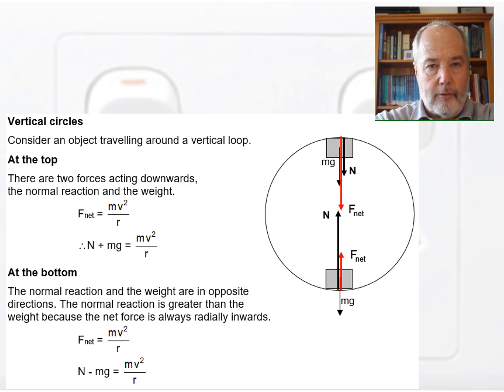At the bottom of the circle, the two forces acting are the normal reaction force and the weight, but they're in opposite directions. The net force needs to be radially inwards, so that means that the equation needs to be the normal minus mg is equal to mv squared over r, because the normal needs to be greater than mg so that the net force is radially inwards.